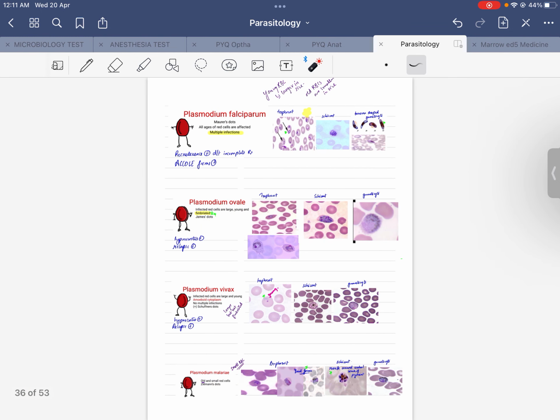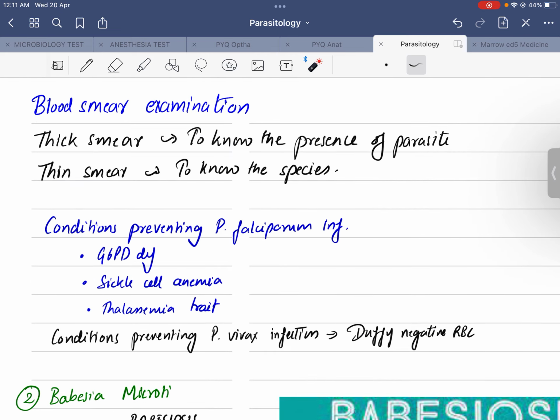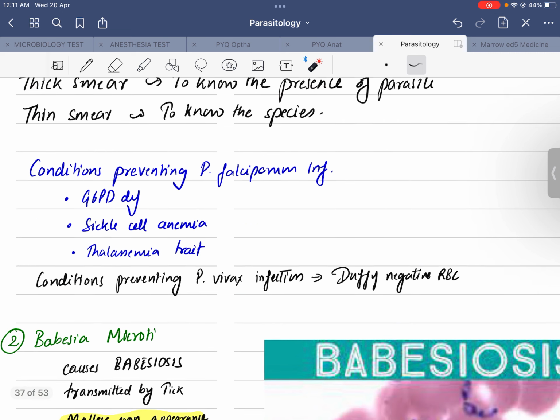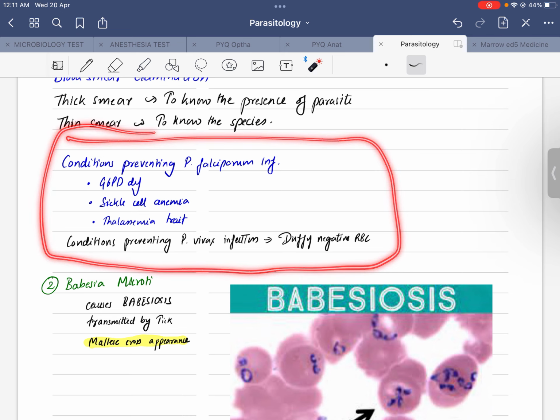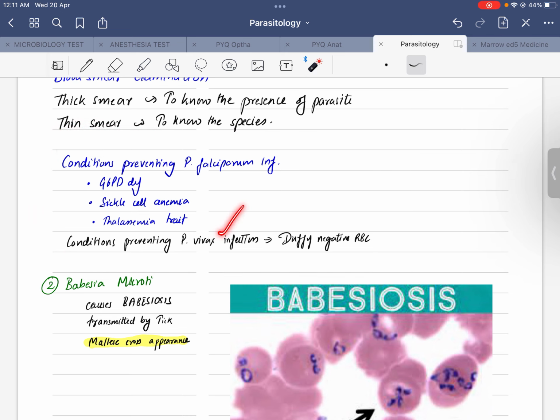Now this is a blood smear. These blood smears can either be thick blood smears or thin blood smears. A thick blood smear is taken to know the presence of parasite. It will just tell me if the parasite is there or not there. It will not tell me which parasite. Thin smears are used to know the species. Now you can learn this: what are the conditions preventing falciparum infections and conditions preventing vivax infection?